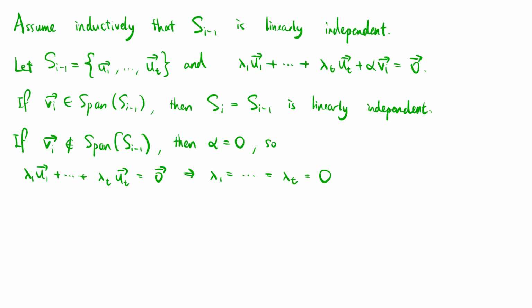So, lambda1 times u1 plus up to lambda t times ut equals the zero vector, and since Si-1 is linearly independent, this implies that lambda1 up to lambda t are all equal to 0. This means that Si, which is Si-1 union vi, is linearly independent.